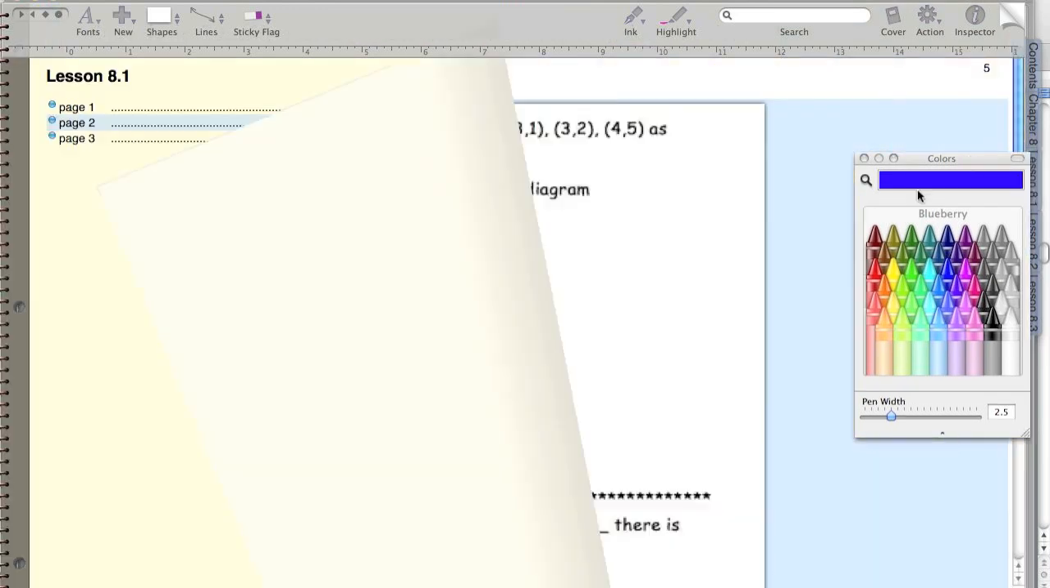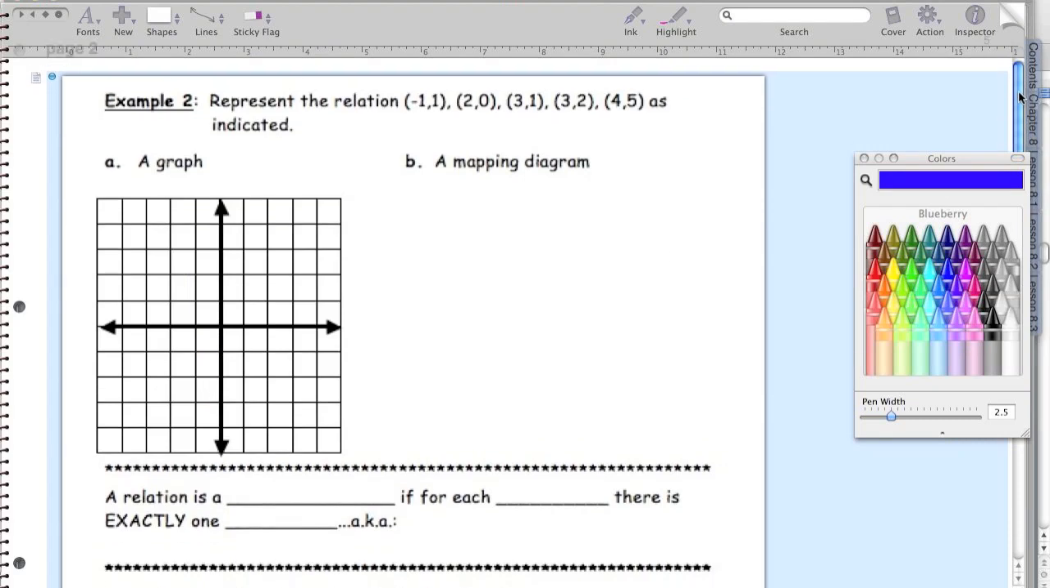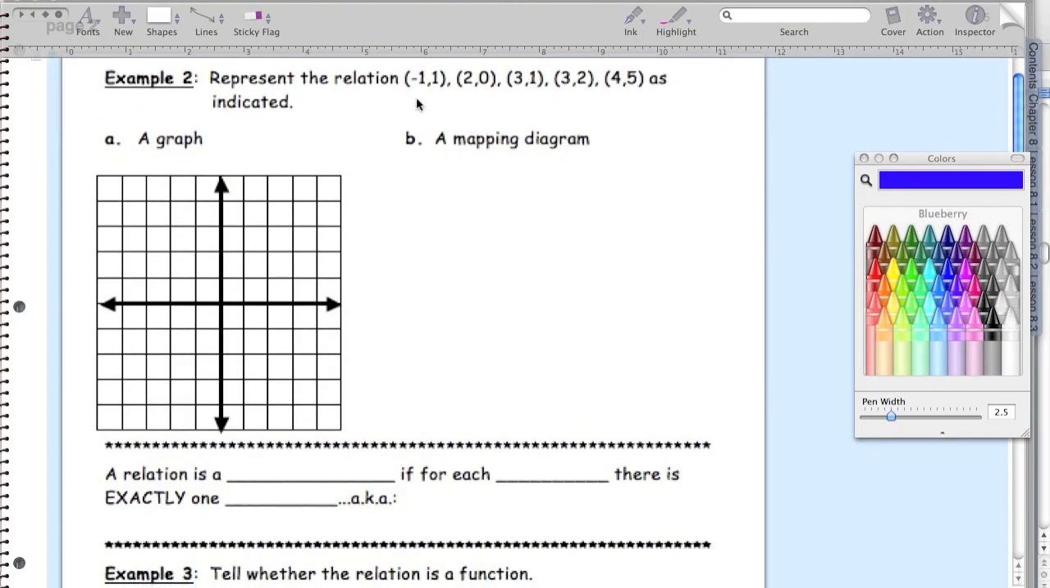Whoopsies, in the way. Now we're going to look at how these relations, a set of x and y values, can be indicated using a graph, making a graph. So what we want to do is plot these points, our x and our y values. We know that x is the horizontal axis, y is the vertical axis. So I'm going to plot the point -1, 1. So I go back 1, up 1.